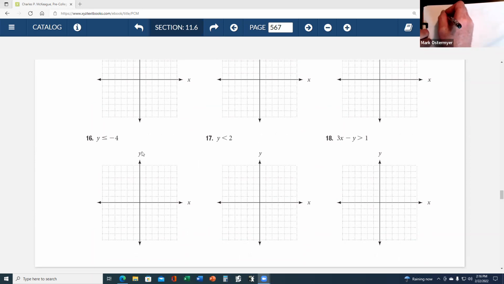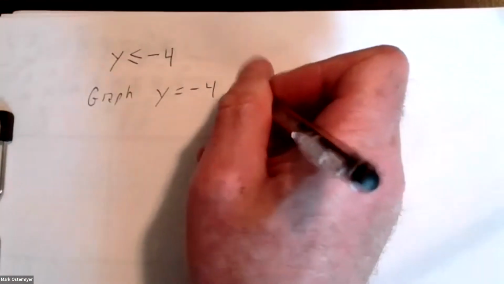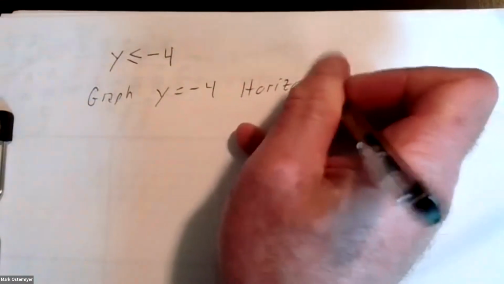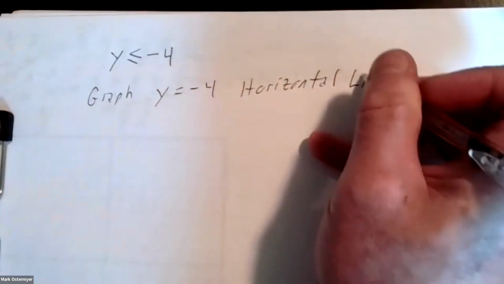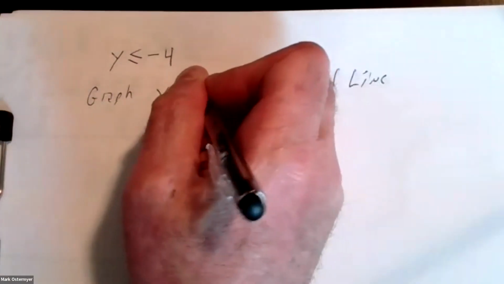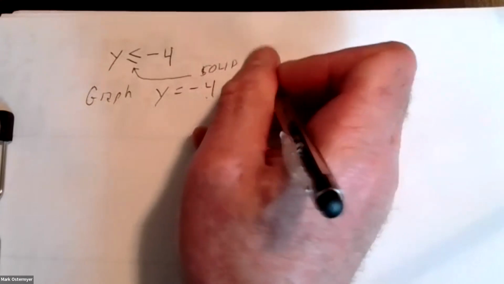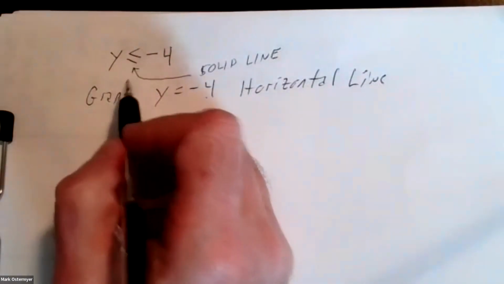Well, so how do we denote all the ordered pair solutions to this inequality, y less than or equal to -4? Well, first of all, we got to graph the associated equation. So we got to graph y is equal to -4, which is going to be a horizontal line. And this horizontal line is going to go through the y-axis at -4. Would I put a dashed or solid line? It's going to be a solid line now. Solid line, since we have the equal sign as part of our inequality.